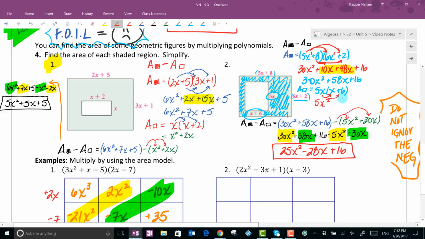And then again, 5x times 6 is going to be 30x. Now, there's not too much to do with that one because there's no like terms, nothing that can be combined. But if I take those and plug this into this little formula that I just said here, the area of the shaded minus the area of the unshaded, I'm going to get the area of the overall region that we're looking for that's unshaded, or that is shaded.